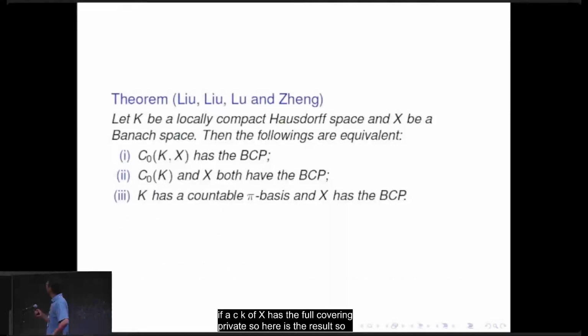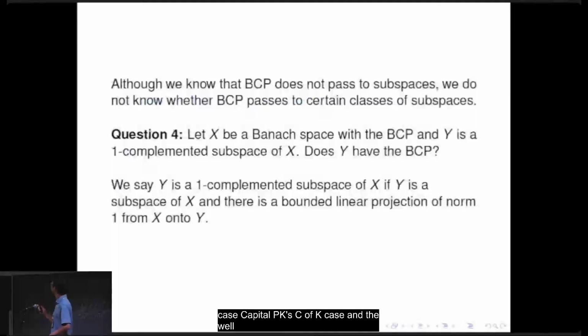Let K be a locally compact Hausdorff space and X be a Banach space. Then C0(K, X) has the ball covering property if and only if both C(K) and X have the ball covering property, or K has a countable pi basis and X has the ball covering property. Along this line, we actually go from the finite direct sum to the infinite direct sum: little lp case, capital Lp case, C(K) case.